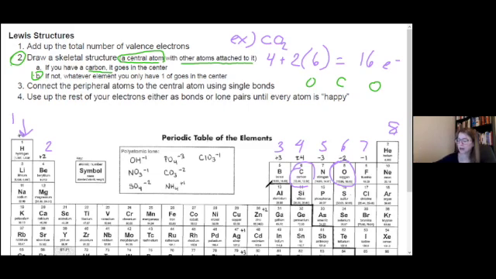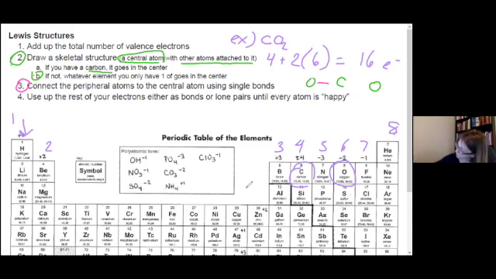Connect the peripheral atoms, so the ones on the outsides of the carbon, that's all it means by peripheral. Connect the peripheral atoms to the central atom using single bonds. So a bond, I'm going to draw like a line. A line is a single bond. If I were to draw another line, that'd be a double bond. Another line would be a triple bond, but we never go beyond triple bonds.